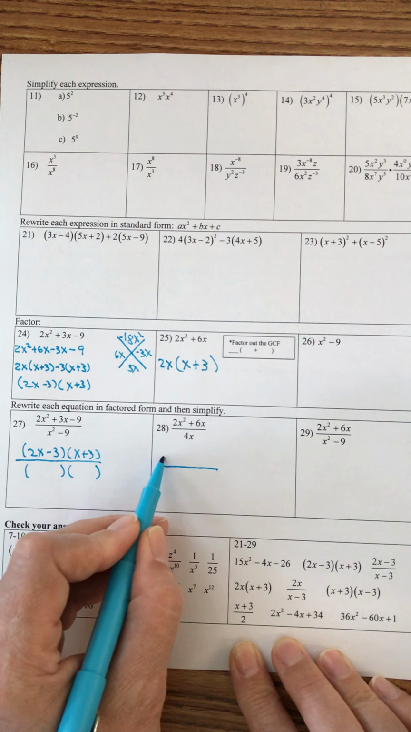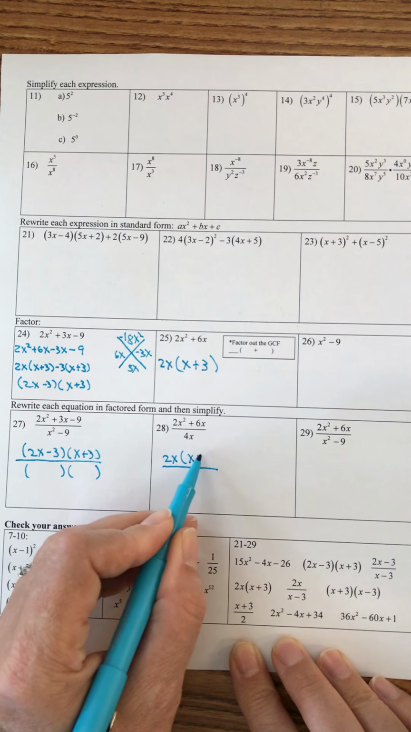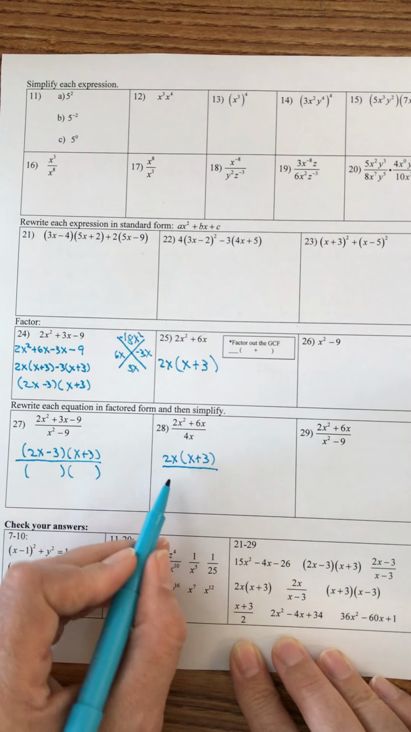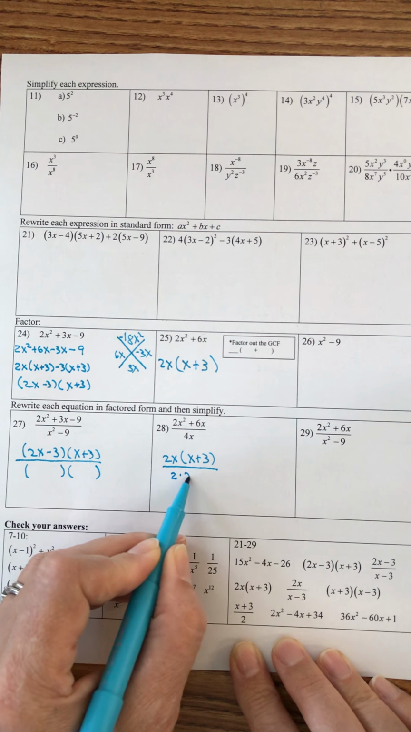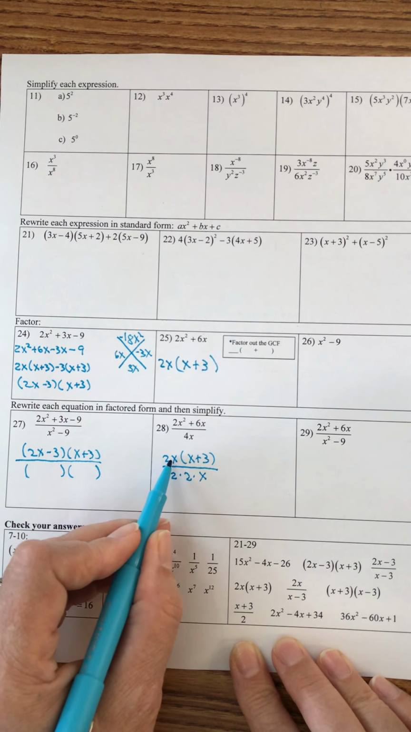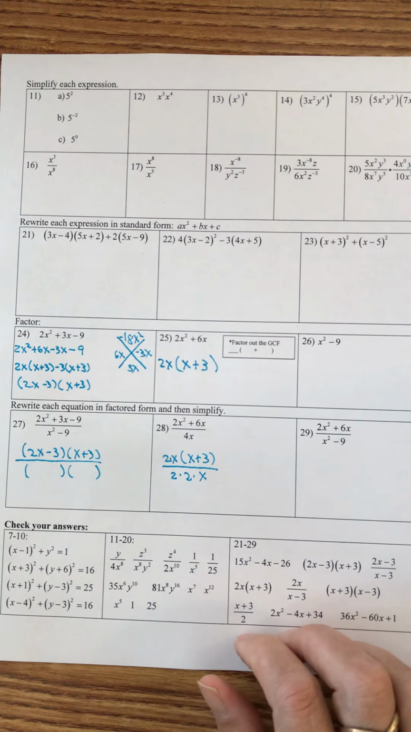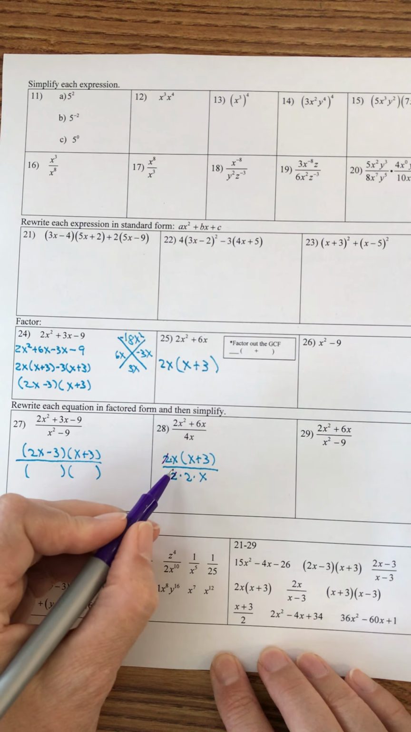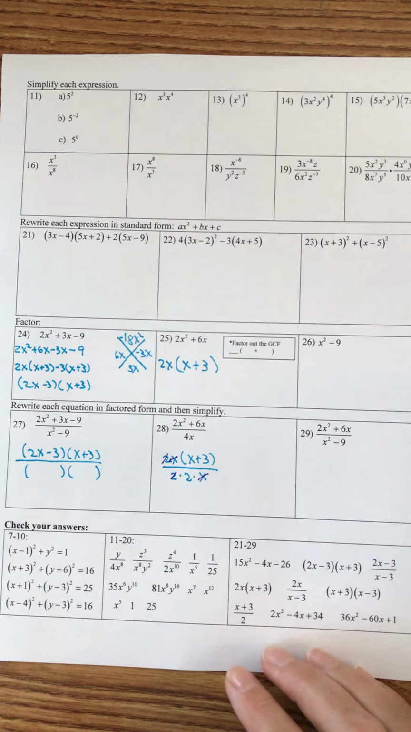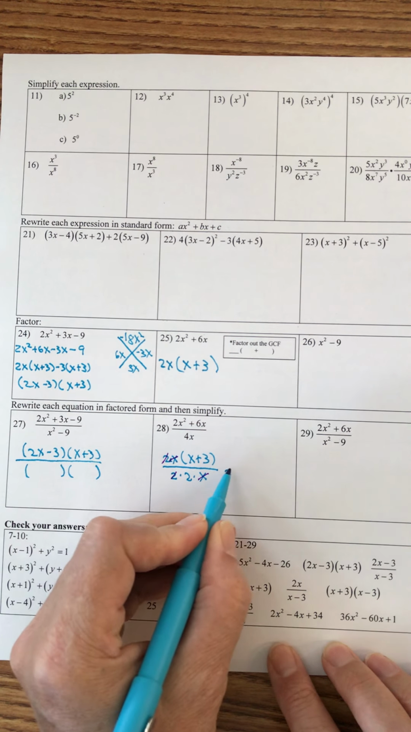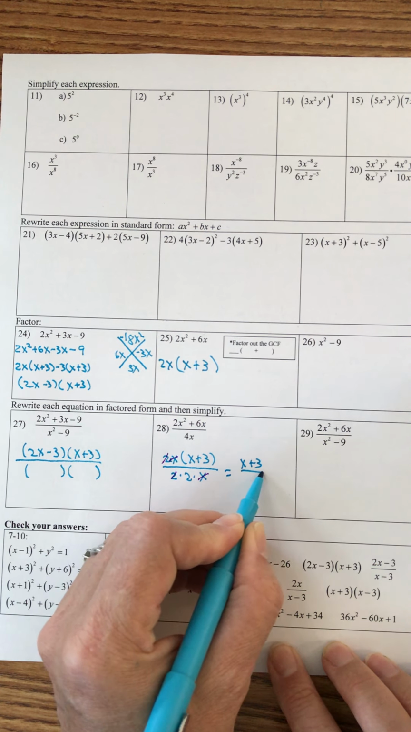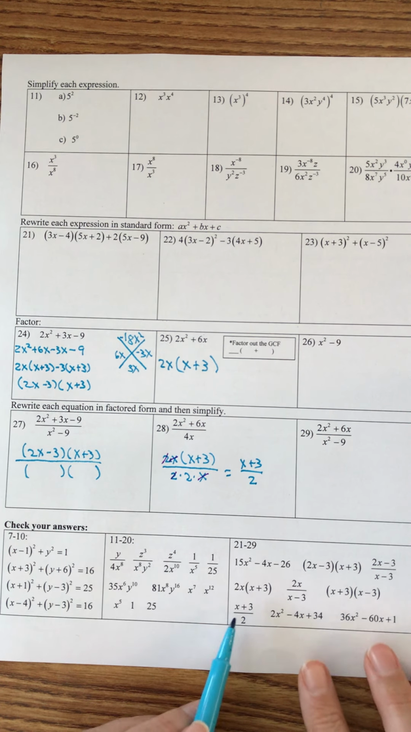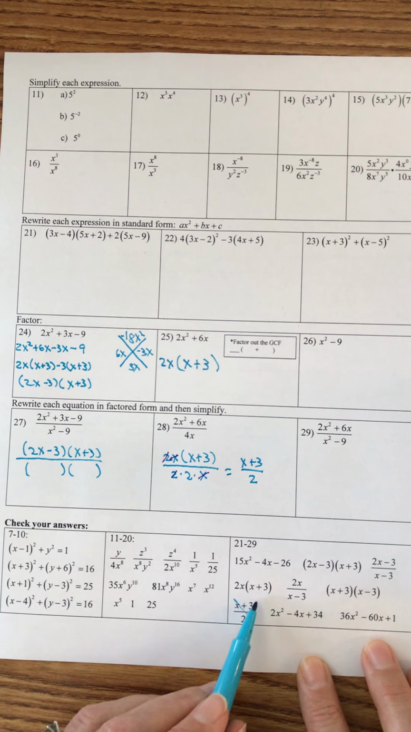So now, that's what the top can factor to. And the bottom, 4x, could be 2 times x. And that 2x that's out in front there means that this 2 and this x can cancel. And I would be left on the top with x plus 3 and on the bottom with 2. And then I'd come down here and hopefully find that, x plus 3 over 2.